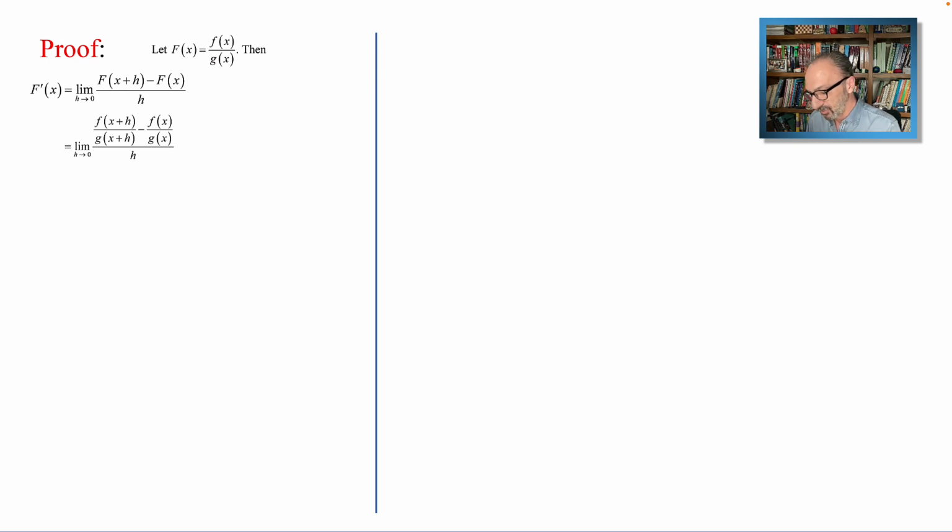Now, we need to combine these two fractions with a common denominator between the denominator g of x and the denominator g of x plus h, both multiplied together. So we're going to multiply the left side by g of x, and we'll multiply the right-hand fraction by g of x plus h. This way they both have the same denominator, and we could combine them, as you could see.